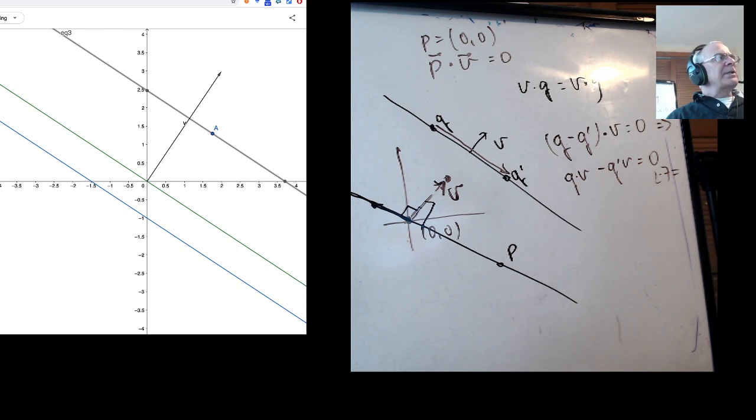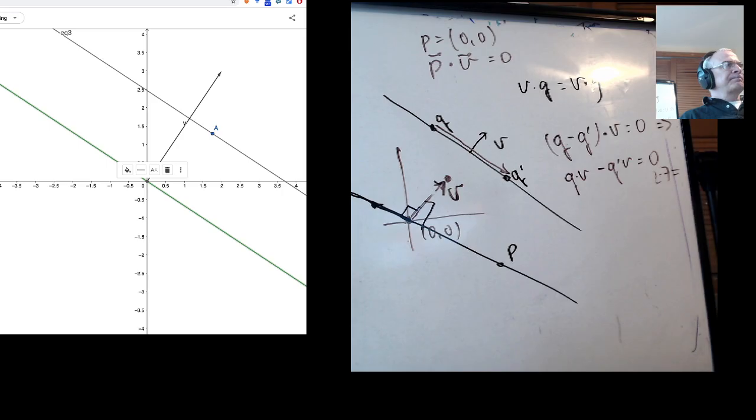Now, when you know what this vector is, I can ask you where are all the xy. GeoGebra, please don't let me down. All the points xy, such that xy times v equals 0. Well, we just saw that's the green line that appeared right here. This is a green line.